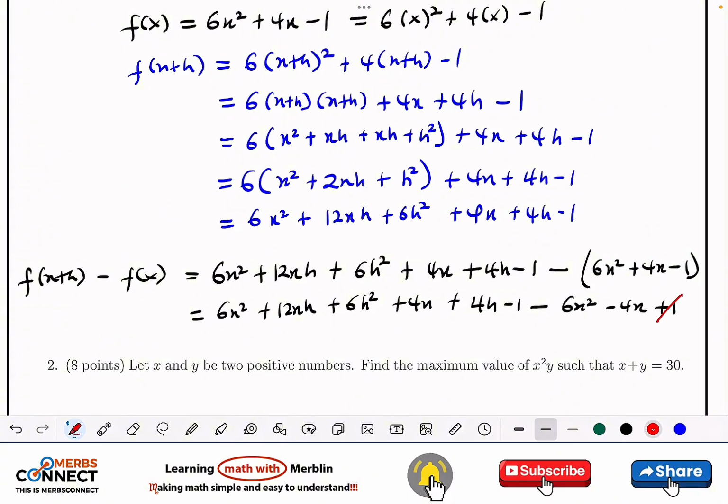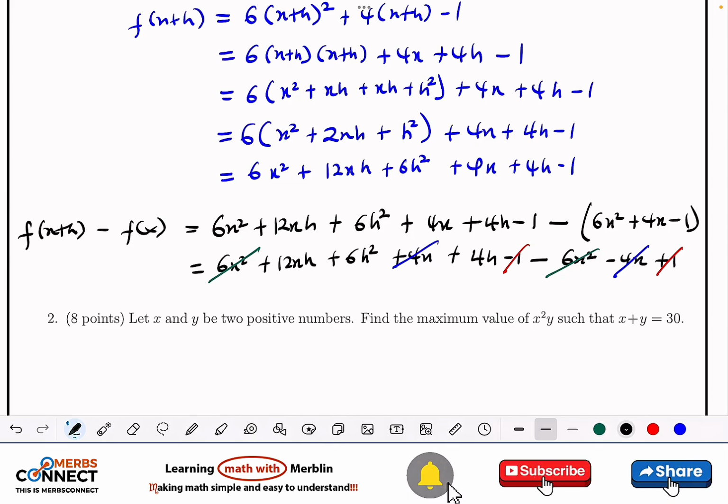So plus 1 will cancel minus 1. Then minus 4x will cancel positive 4x. And then minus 6x squared will cancel positive 6x squared. So this is going to be left with 12xh plus 6h squared plus 4h.